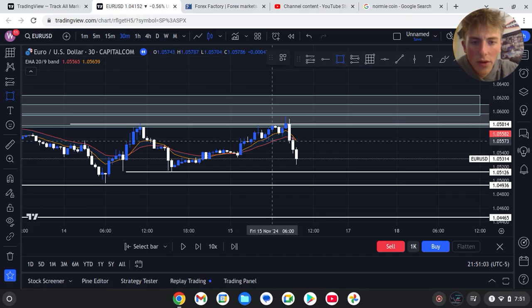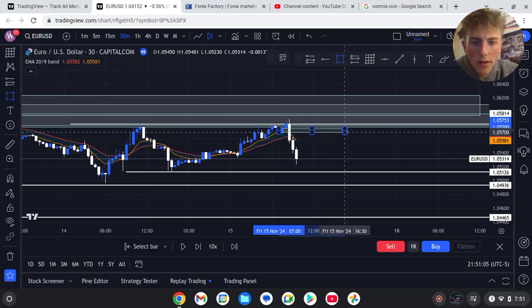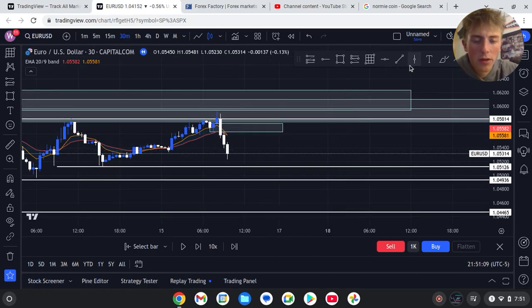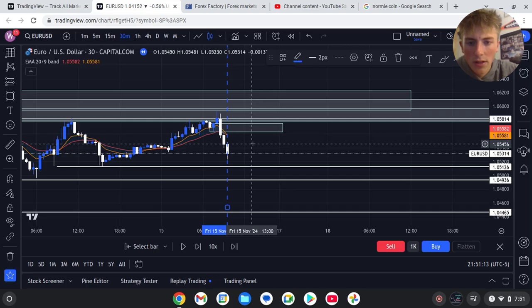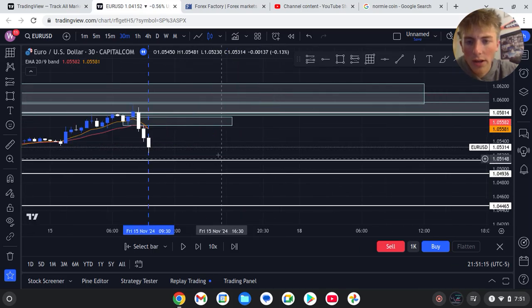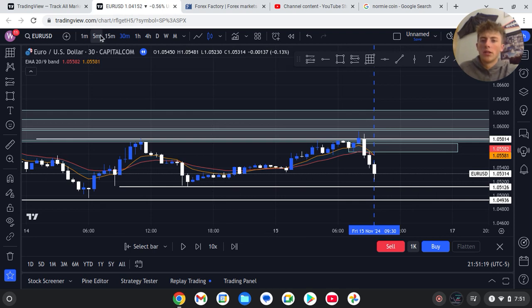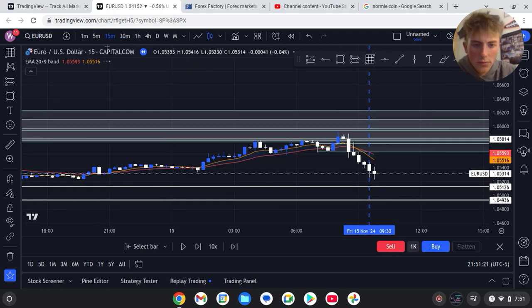We have a 30 minute fair value gap. Market open is at 9:30. All right, so market opens with that candle right here. We have this 30 minute fair value gap pre-market. And we can keep going.